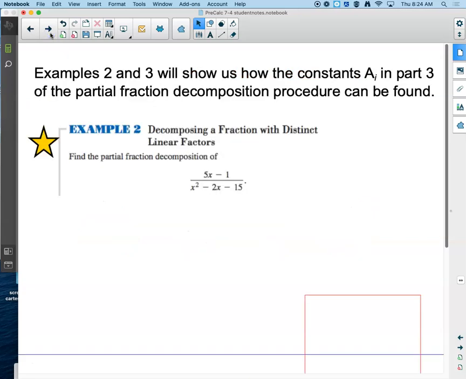All right. So examples 2 and 3 will show us how those constants can be found. They're using a sub i, but we're just going to use the alphabet A, B, C, D all the way through. We're not going to use the subscripts. So the constants a sub i in part 3 of the partial fraction decomposition procedure can be found. So find the partial fraction decomposition. Yeah, this one is more the style we need to start off with. 5x minus 1 over x squared minus 2x minus 15. So my first job, it said in the box, is to factor that denominator if I can.